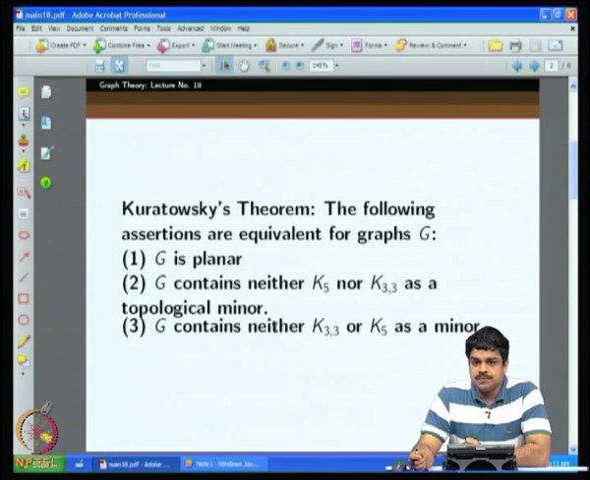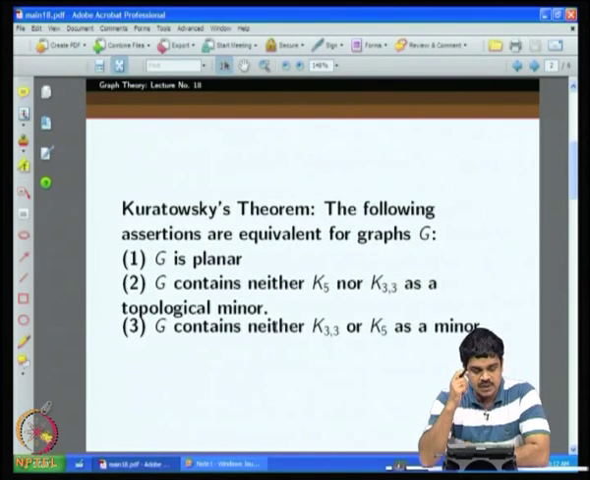In other words, if G is a planar graph, it is clear that you cannot have K3,3 or K5 as a minor in it. Definitely, it cannot have K3,3 or K5 as a topological minor in it. This is obvious because a planar graph cannot have non-planar minors or topological minors in it. K5 and K3,3 are definitely non-planar.